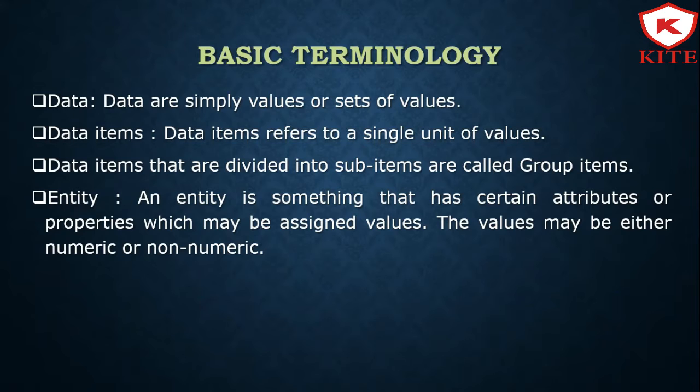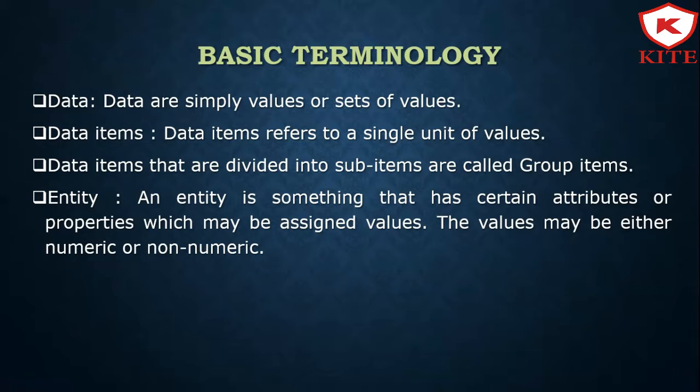Next term is data items. Data items refers to a single unit of values. Data items that are divided into sub items are called group items. For example, person name may be divided into the first name, middle name, and last name. And the data items that are not able to divide into sub items are called elementary items, like SSN numbers.